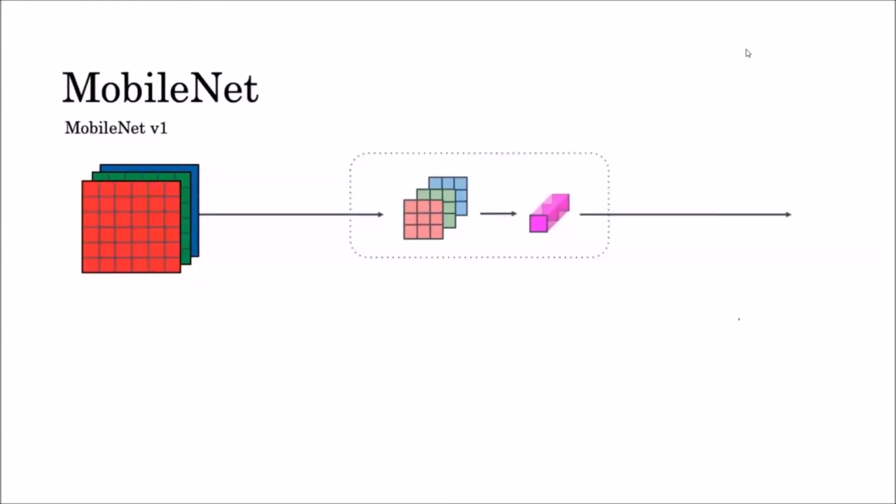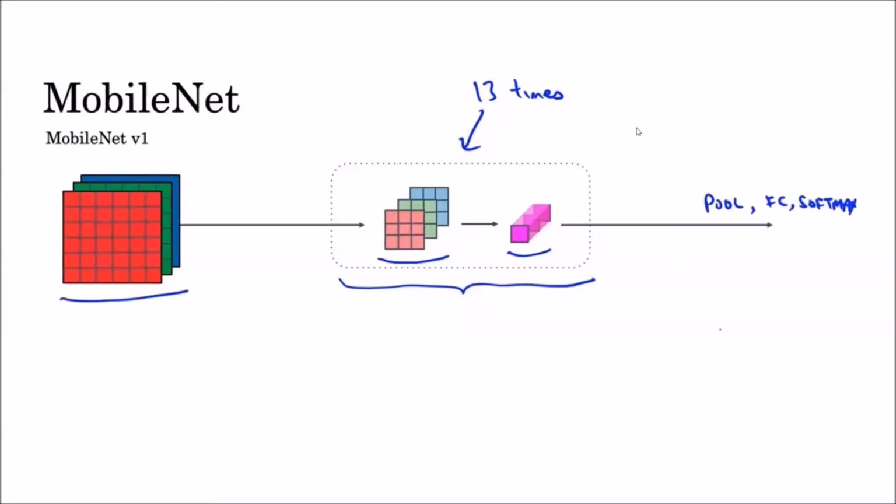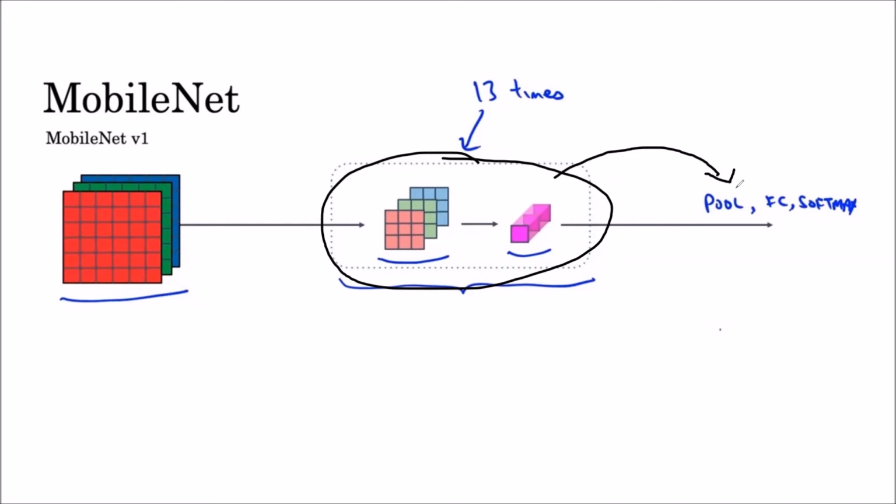Now we are discussing the architecture of the MobileNet. We are considering MobileNet V1. This is the block we have discussed as depthwise separable convolution. First, we are performing the depthwise convolution, followed by the pointwise convolution. In the MobileNet V1 architecture, this same block will be repeated 13 times. After that, they are using a pooling layer, then flattening, then a fully connected layer, and then softmax.